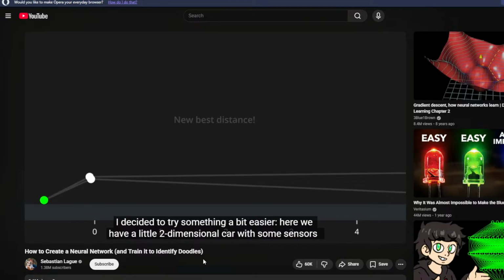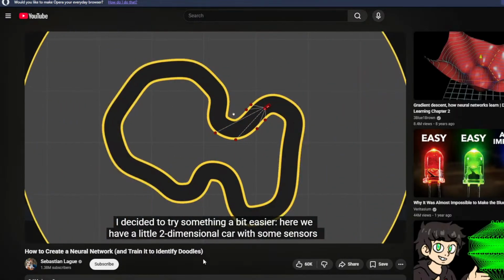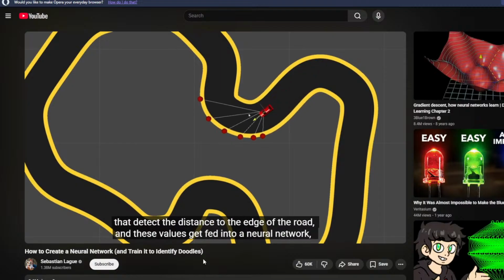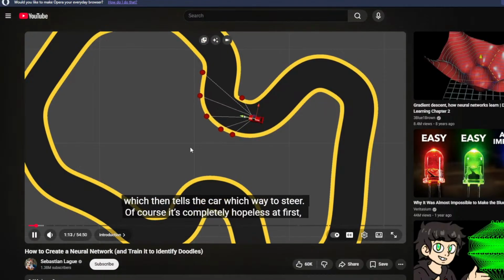I eventually gave up on that and decided to try something a bit simpler. So here we have a little two-dimensional car with some sensors that detect the distance to the edge of the road, and these values get fed into a neural network, which then tells the car which way to steer.